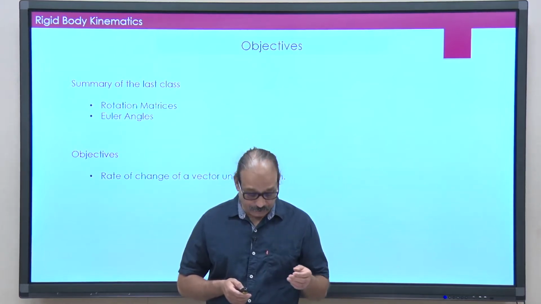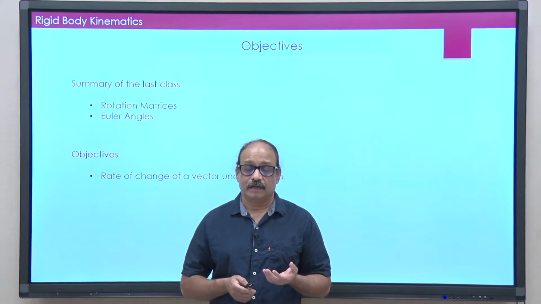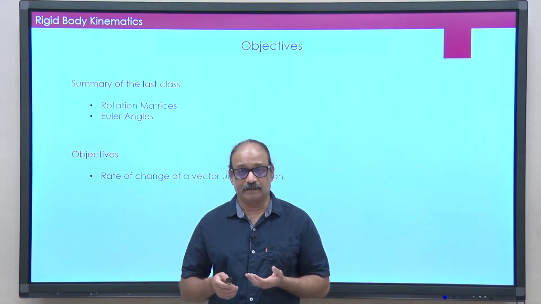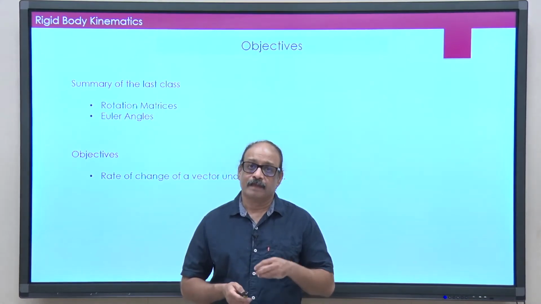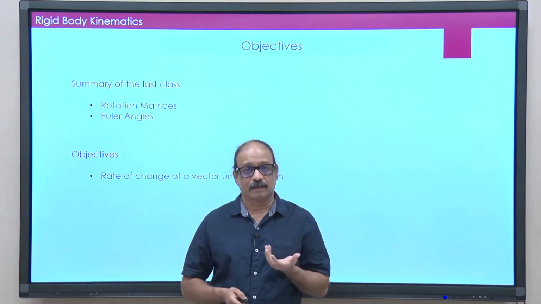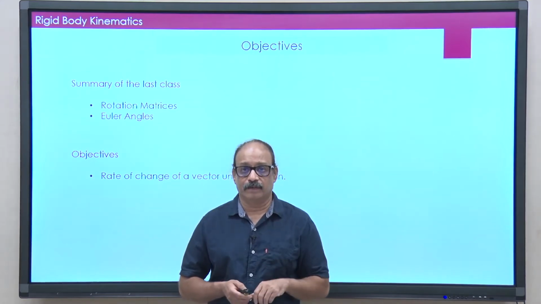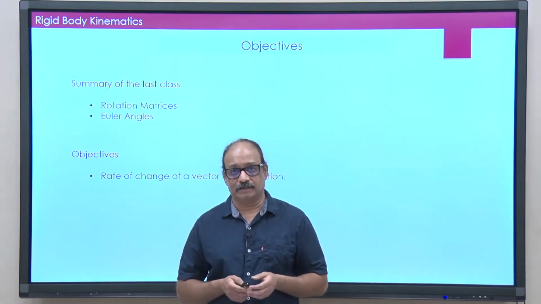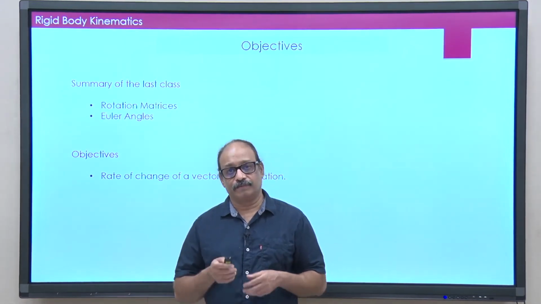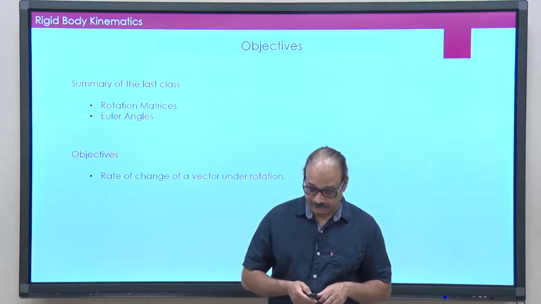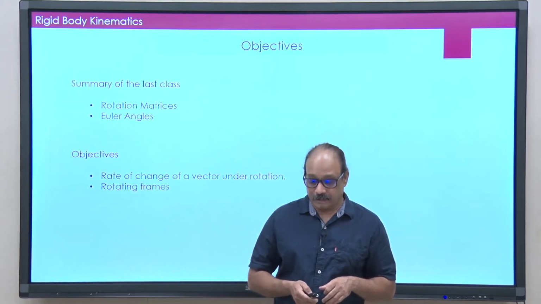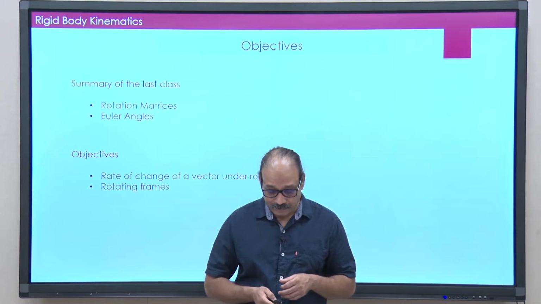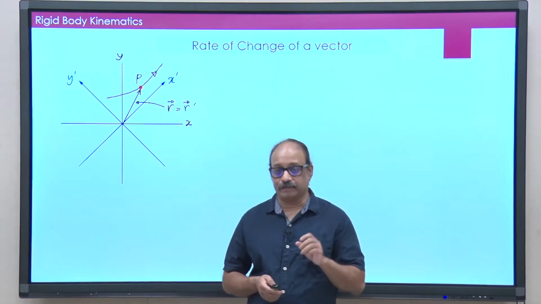So, first I will talk about the rate of change of a vector and then specialize it to a very special case where the rotation axis is fixed, only the angle of rotation is changing. This is a standard rotating frame problem which we will do in this lecture. Okay. Now, let me start with an example.